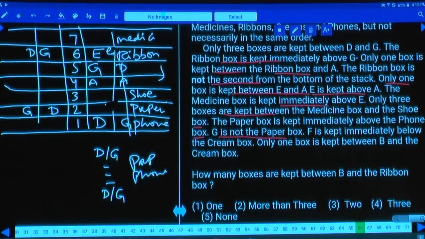G is not the paper box, and F is kept immediately below the cream box. As F is kept immediately below the cream box, where should this cream be? Cream must be A, isn't it? Then only F will be here. F is kept immediately below the cream box, and only 1 box is between B and cream box. B and cream box, there must be exactly 1. This must be B. If this is B, A, B, C is left over. And what else is left over in this one? Then in this one there is band. Band must be at this place.